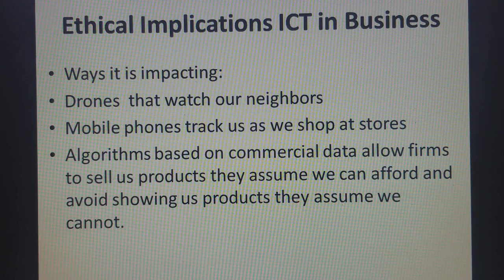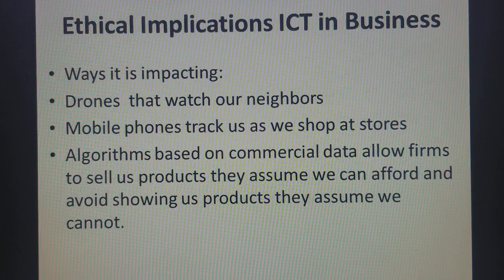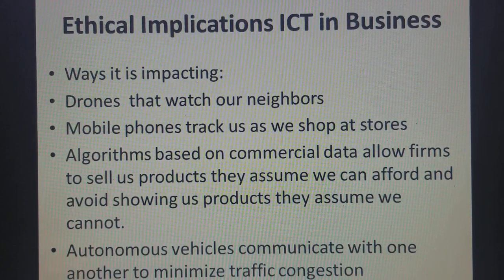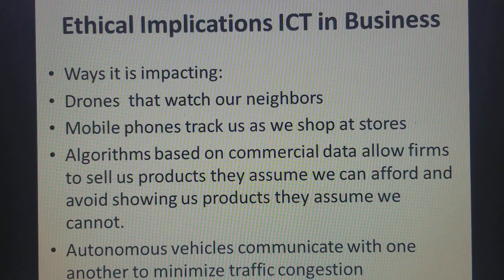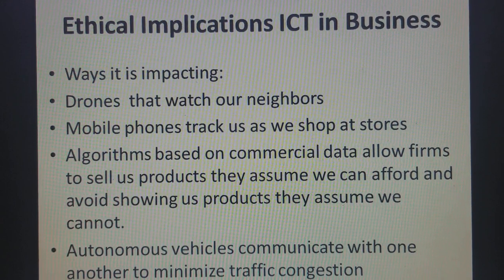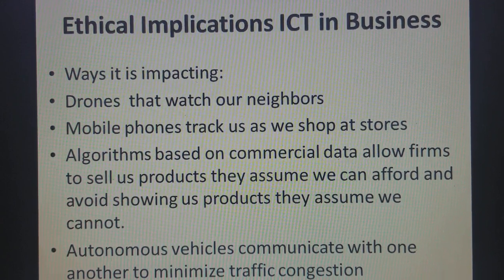So on your cell phone, you will see a number of types of business coming up. It is an algorithm that is worked out to assume your taste and the kinds of product you want, and then it floods your system. Autonomous vehicles communicate with one another to minimize traffic congestion. These are what is taking place in our technological age.